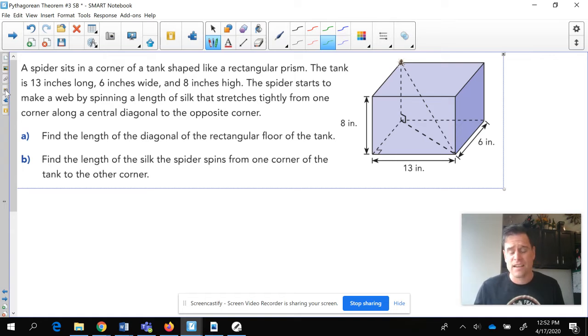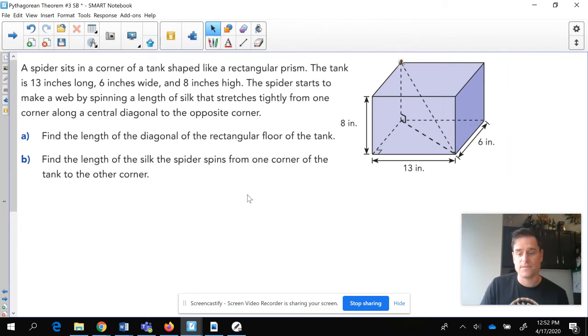So, guys, we're going to do one more example. This is the only example we're going to do that's going to hopefully help you solve the rest of these problems today. It's not a very difficult lesson, but this one's kind of a tougher one. So let's read it together. A spider sits in a corner of a tank shaped like a rectangular prism. The tank is 16 inches long, 6 inches wide, and 8 inches high. The spider starts to make a web by spinning a length of silk that stretches tightly from one corner along a central diagonal to the opposite corner.